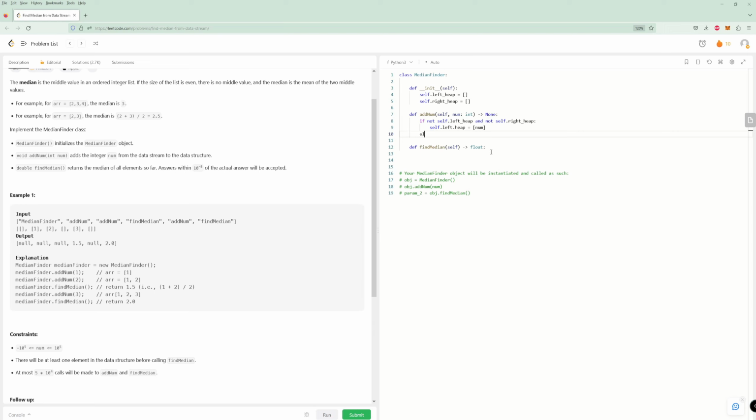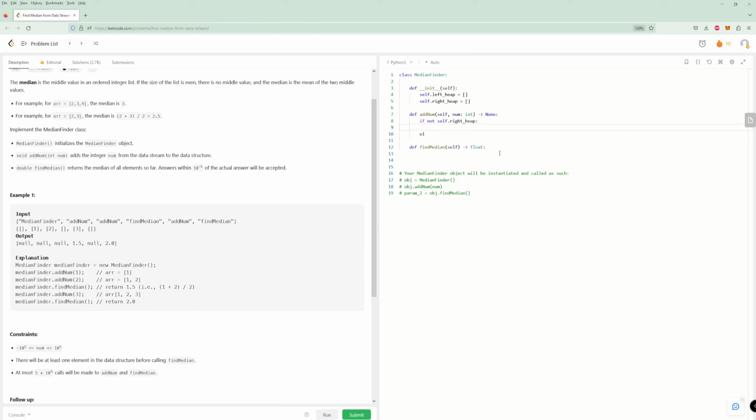Next case is, actually, let's think about this. Okay, so instead of doing this if not left and right, let's just say if there is no right heap, let's just push into the left. Okay, that's more straightforward. And then we can restructure later, right?